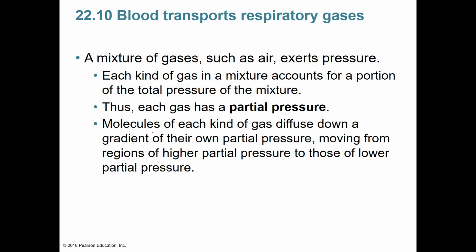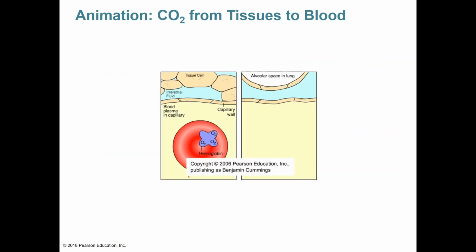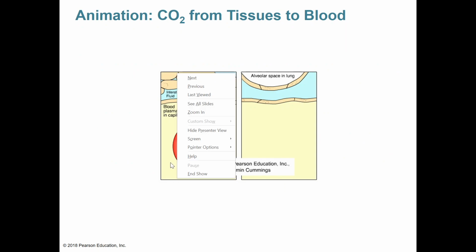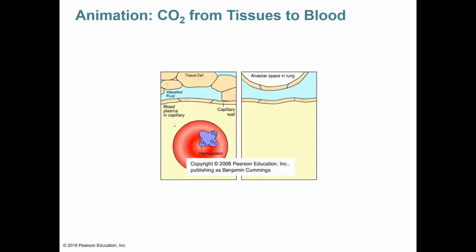So again, we have a mixture of gases in the air which exert pressure. Each kind of gas in a mixture accounts for a portion of the total pressure, so each gas has what we refer to as a partial pressure. Different kinds of gas molecules diffuse down a gradient based on their own partial pressure. They move from a region of higher partial pressure to lower partial pressure. And we have some illustrations here that I should be able to share with you.